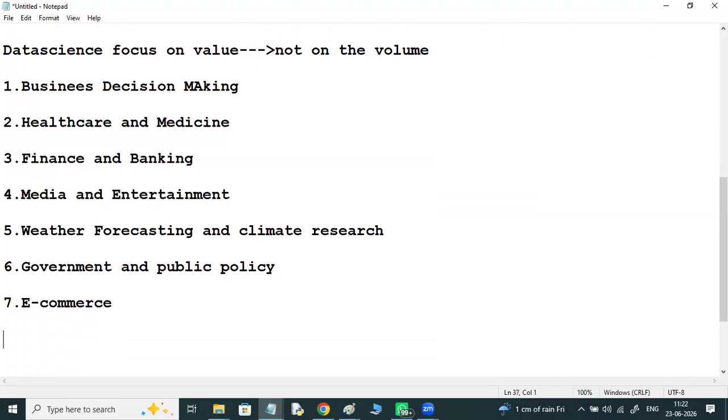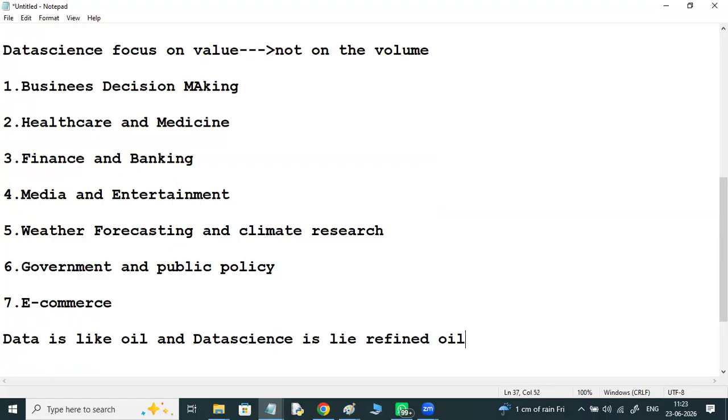If data is like oil, data science is like refined oil, right? Yes. It means you are extracting insights from the raw data. From the raw data, you are extracting many insights, useful information.